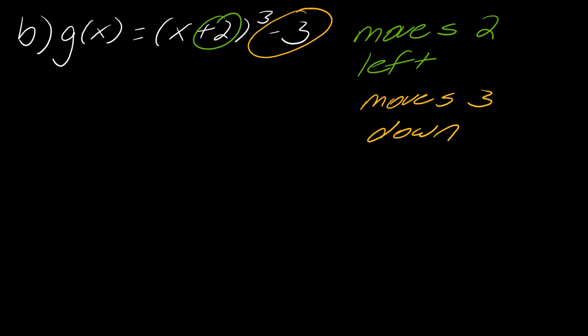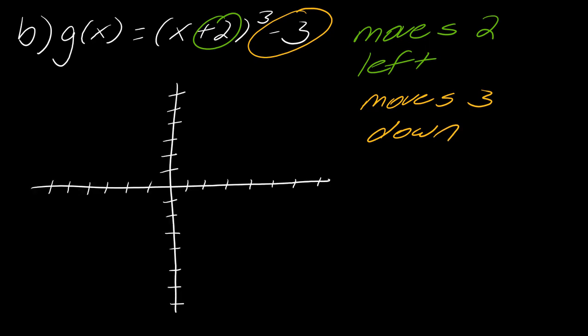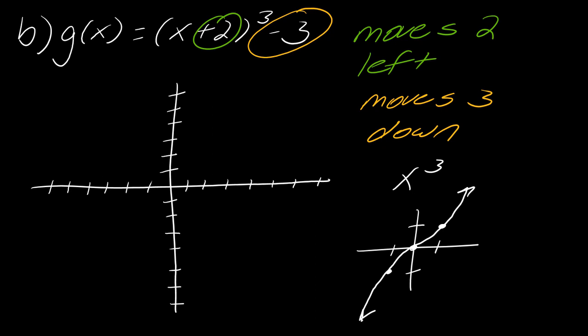And I need my graphing axes. Okay, so before I draw this, once again, I just want to think about what is the deal with x cubed? How do I graph that? I talked about it in my other video. I have these 3 main points, and then it has this curvy shape to it, right? So what I want to do now is take that central point of 0 and move it 2 left and 3 down. So I'm going to move 2 left and 3 down.